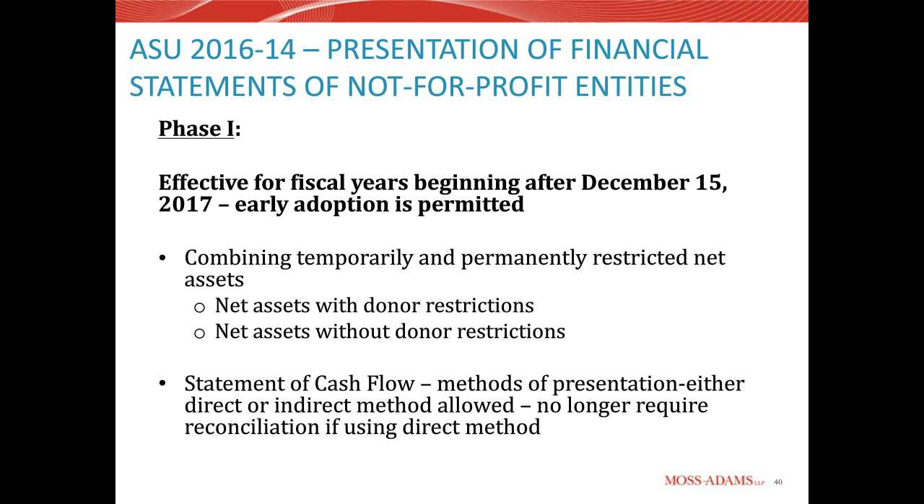So formerly, there had been 3 classes of net assets: unrestricted, temporarily restricted, and permanently restricted. And now under this new standard, it takes us from those 3 classes down to 2. There will now be net assets with donor restrictions and net assets without donor restrictions. The hope is to clarify the different types of net assets that sit with an organization.